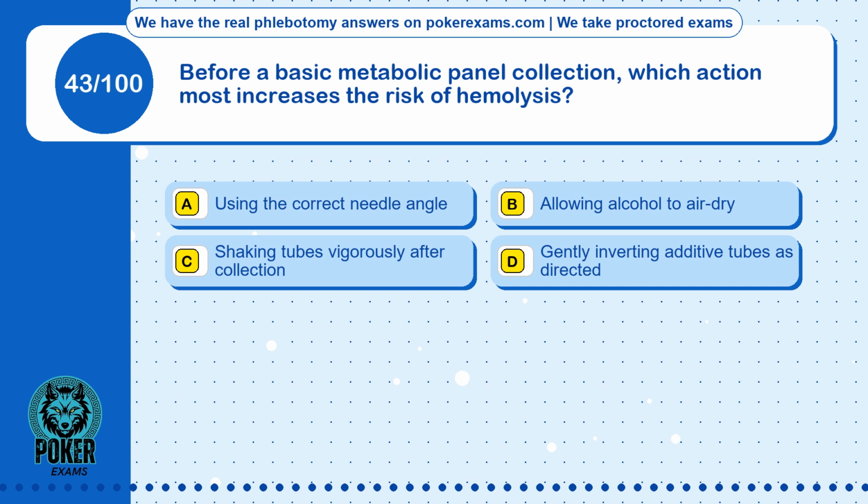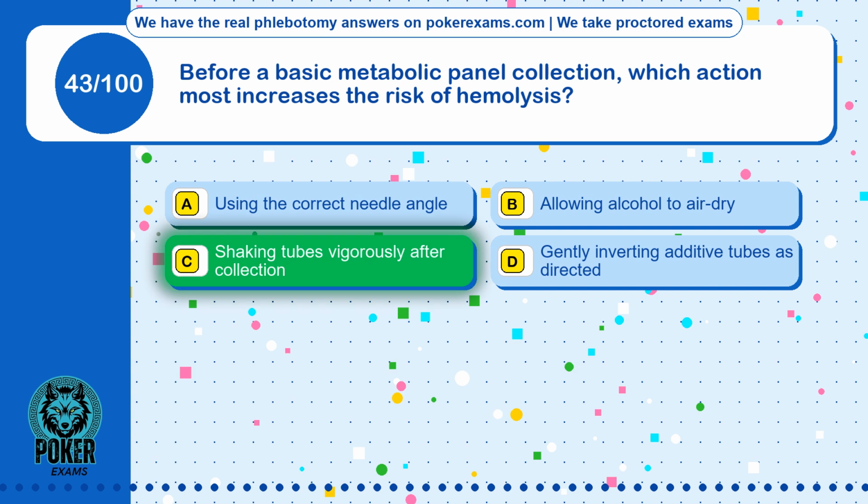Question 43. Before a basic metabolic panel collection, which action most increases the risk of hemolysis? Option A. Using the correct needle angle. Option B. Allowing alcohol to air dry. Option C. Shaking tubes vigorously after collection. Option D. Gently inverting additive tubes as directed.